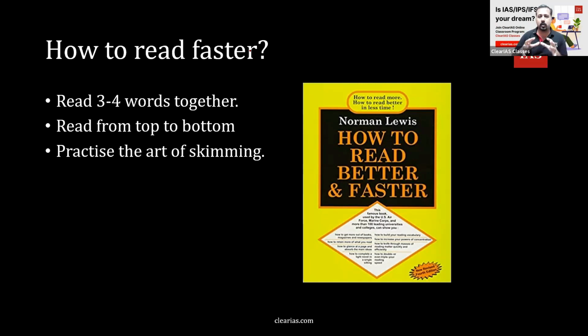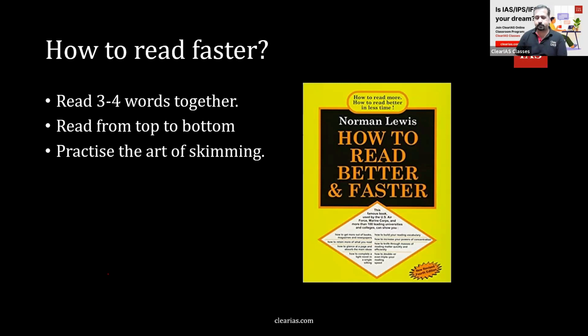And I'm just introducing it to you. If you're not familiar, there is a book by Norman Lewis, which will help you to read better and faster. Actually, no need to buy; the main concept is something like this: read 3-4 words together and read from top to bottom. There are other techniques also discussed in that book. This book is available on Amazon and Flipkart. If you need, you can buy that book. That will help you in comprehension. If you have difficulty with reading speed or comprehension, you can go through that book. Otherwise, just follow what I have discussed in this class. That will be enough for you.